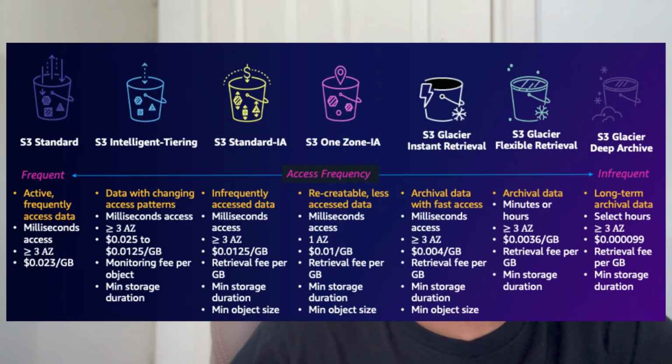Now, S3 has something called access tiers, and these are like versions of S3 which you can choose between based on the performance, data access, resiliency, and cost requirements of your workloads. Let's go through each of these access tiers and learn a bit more about them.